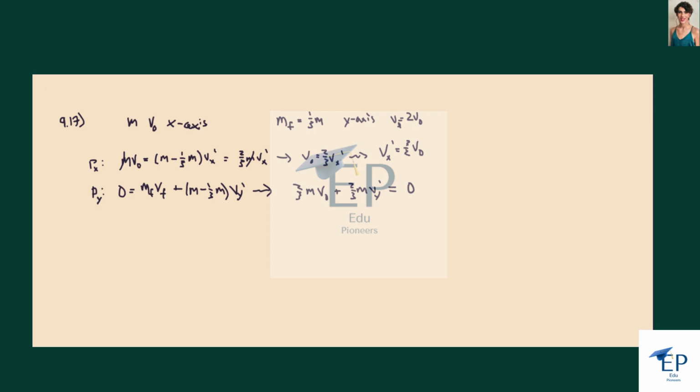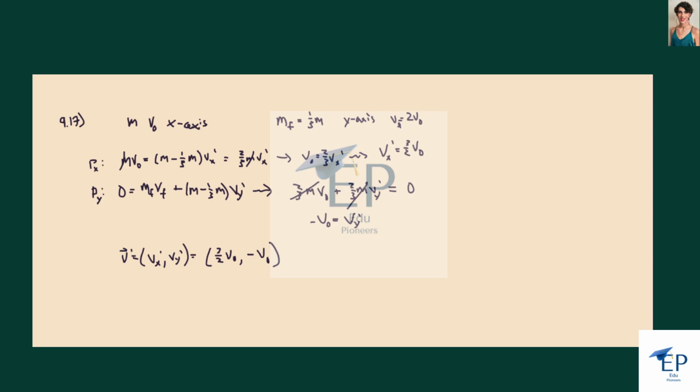So if we just want to solve this equation, we see that these 2/3 m cancel out, and we have negative v naught equals vy prime. So that means we know our final velocity vector is just vx prime, vy prime, or in our values now, 3/2 v naught and negative v naught.